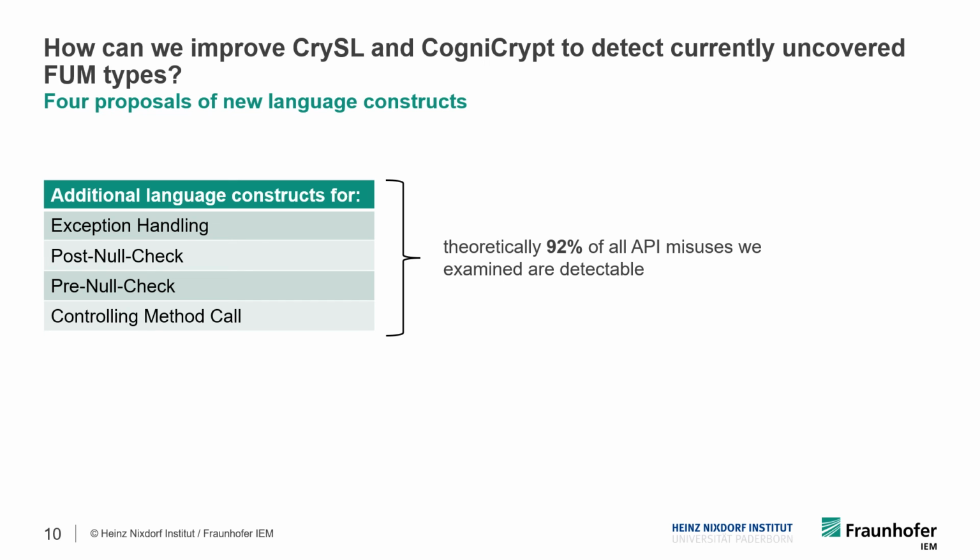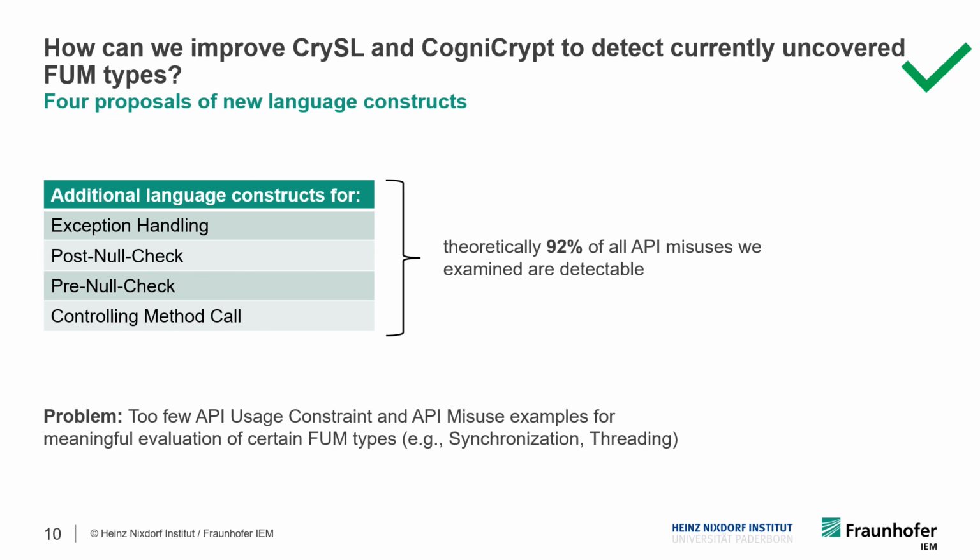detectable. However, for some FUM types, there were not enough samples in the dataset for proper evaluation, for example, for synchronization and threading. And overall, for larger evaluation and the further development of Crystal and Copycrypt, a bigger dataset would be needed, and therefore a large-scale study on API misuse types is reasonable.